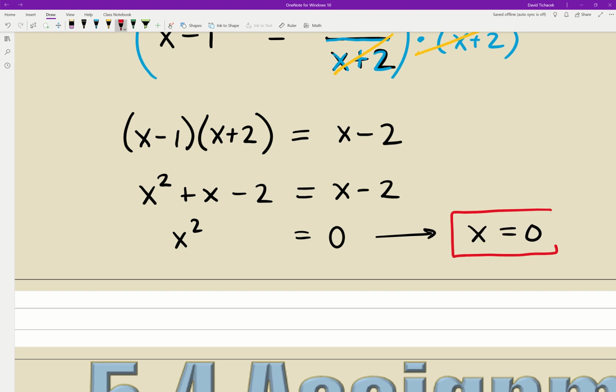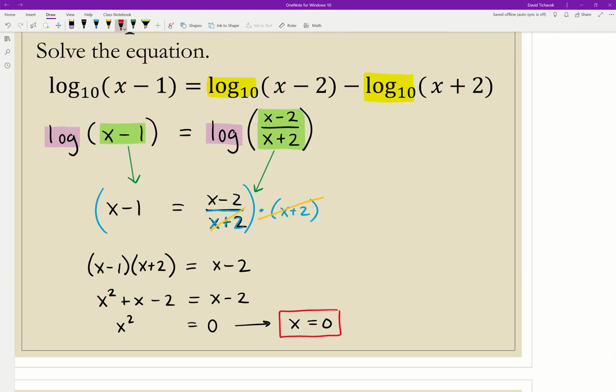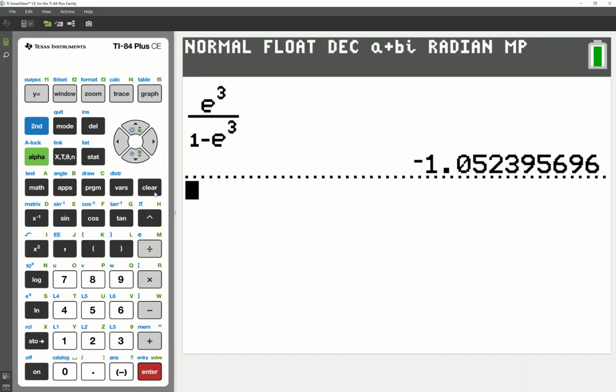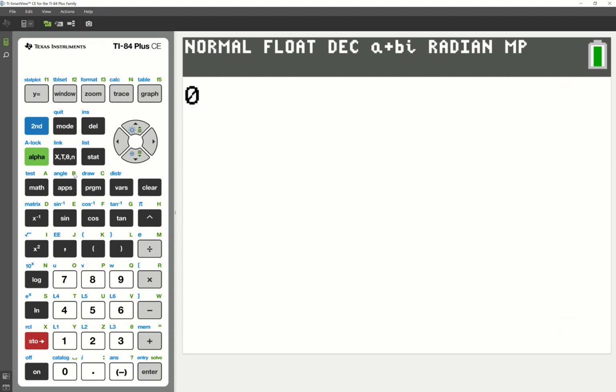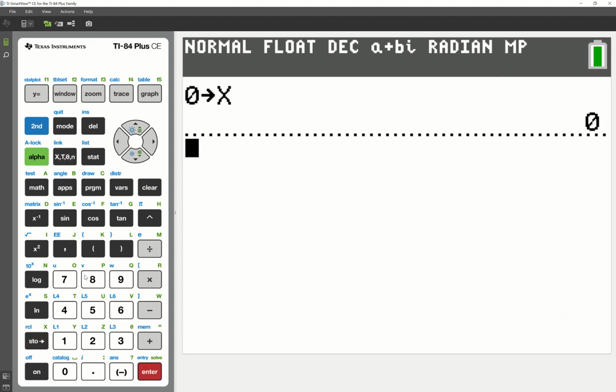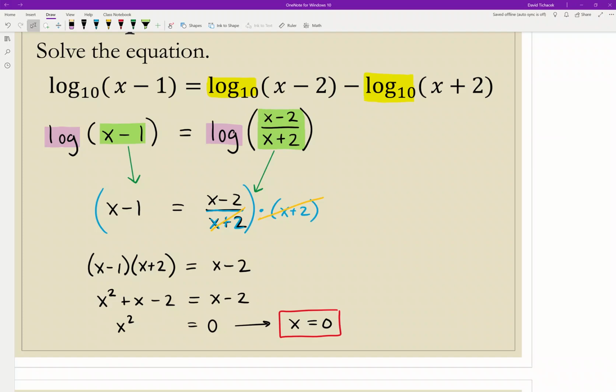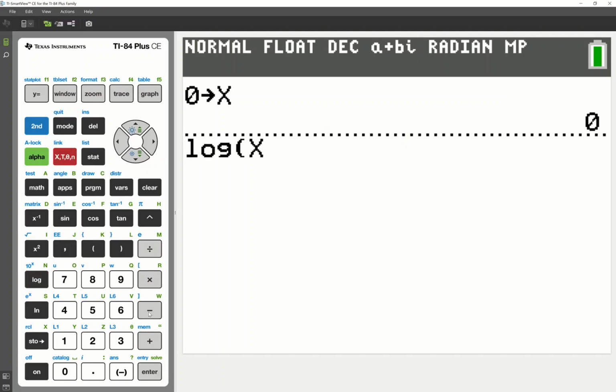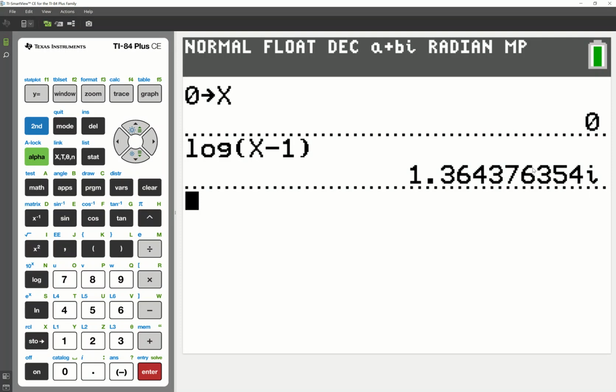Okay, and so let's go ahead and check that really quickly in the calculator. All right, so if I go back to the calculator and I store our result into x, so 0 stored into x, press enter. We have that stored in there, and now we're going to type in the left-hand side and then separately type in the right-hand side and see that they end up being the same number here. So on the left-hand side of my equation, I had the common log of x minus 1. So the common log of x minus 1 is equal to this right here.